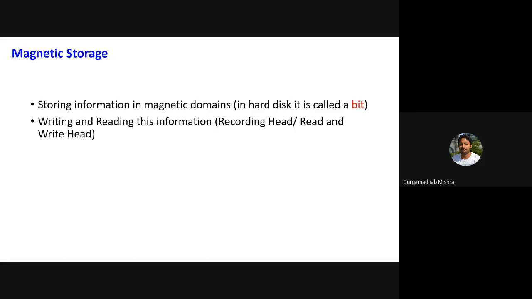So these magnetic storage devices, this hard disk for example, are a very good example of non-volatile memory. They are non-volatile because these magnetic domains remain as they are even if you switch off, and therefore the information will be stored without getting lost.